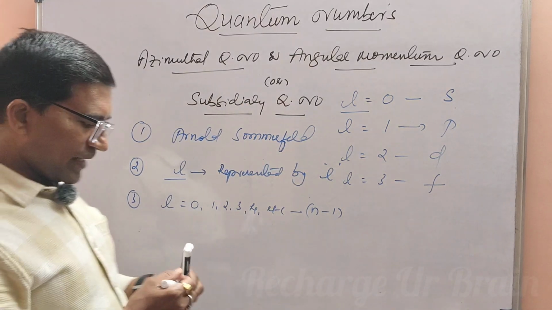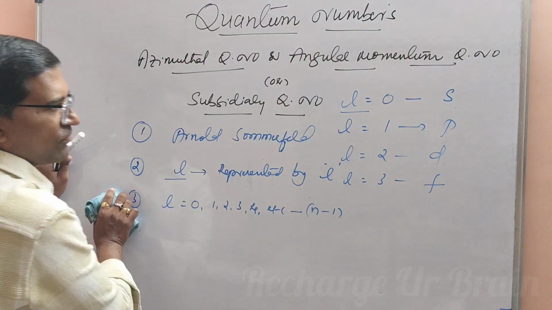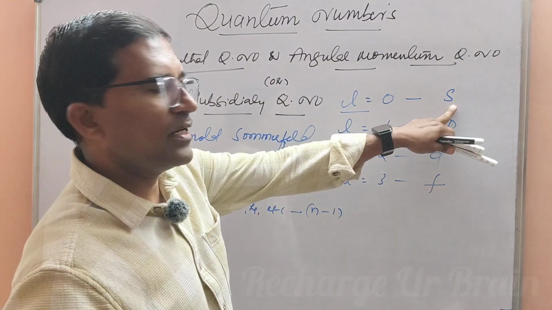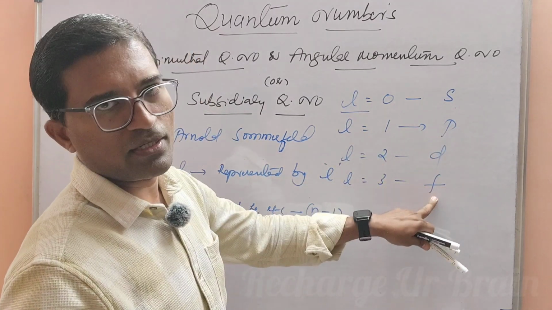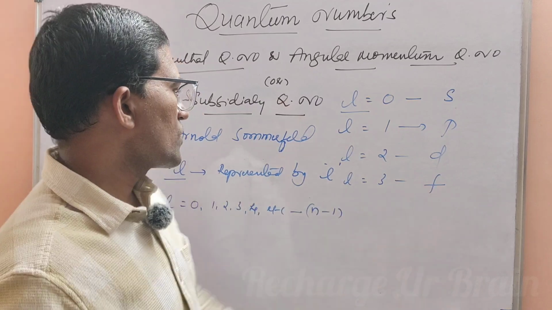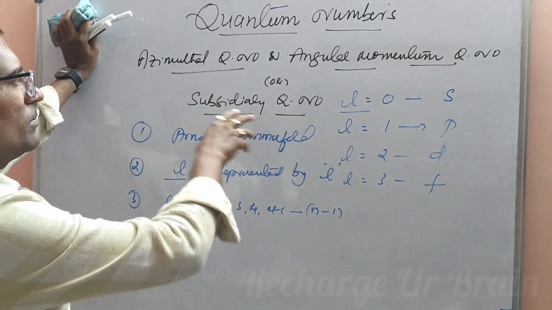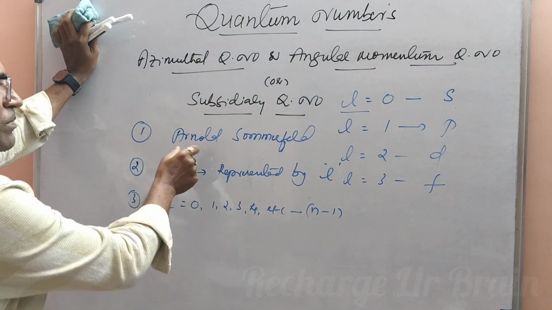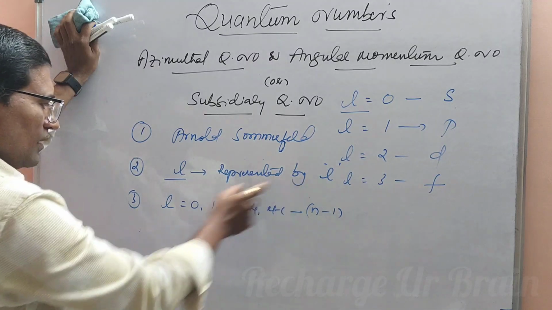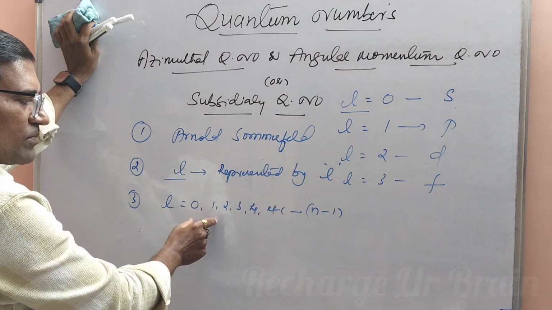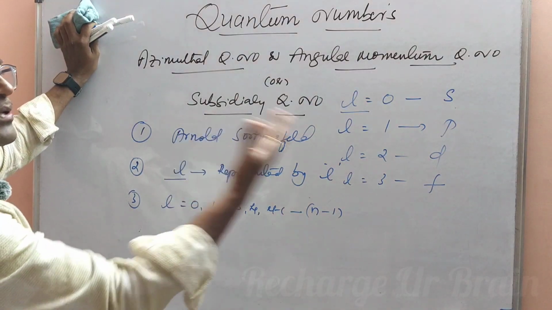So next, L is equal to 0, s subshell; L is equal to 1, p subshell; L is equal to 2, d subshell; L is equal to 3, f subshell. I will repeat again. Azimuthal quantum number, or angular momentum quantum number, or subsidiary quantum number was proposed by Arnold Sommerfeld. It is represented by the letter L. L is an integer value starting from 0, 1, 2, 3, 4, etc., up to n minus 1, because the L value depends upon the n value.